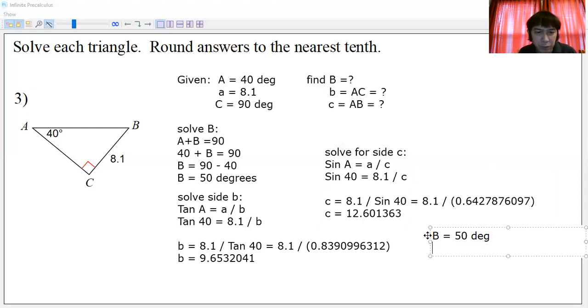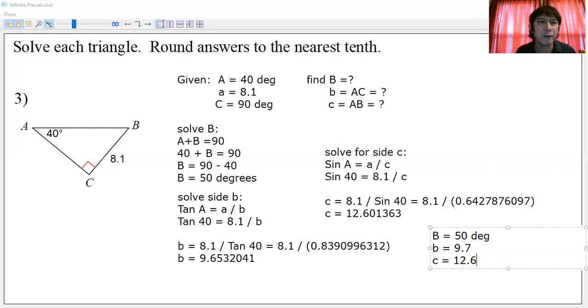Then we computed side B. We're supposed to round it to the nearest tenth. The 6 will become 7 because after it you have the 5. So 9.7 units. And we have side C, rounded to the nearest tenth, 12.6. We have all the required answers.